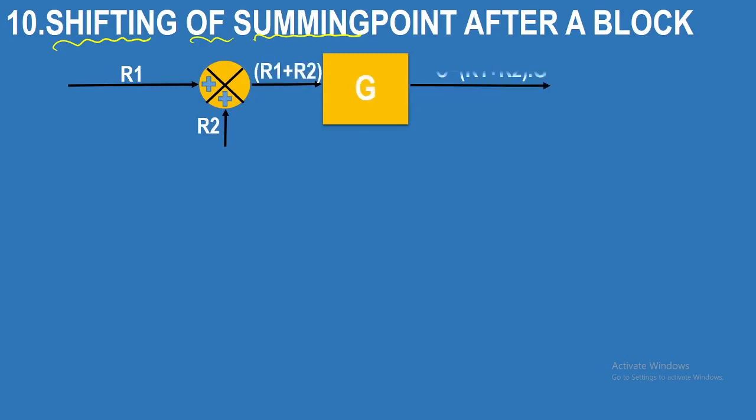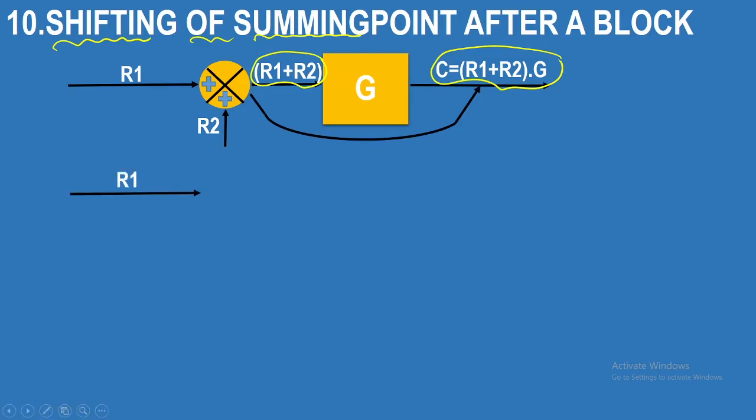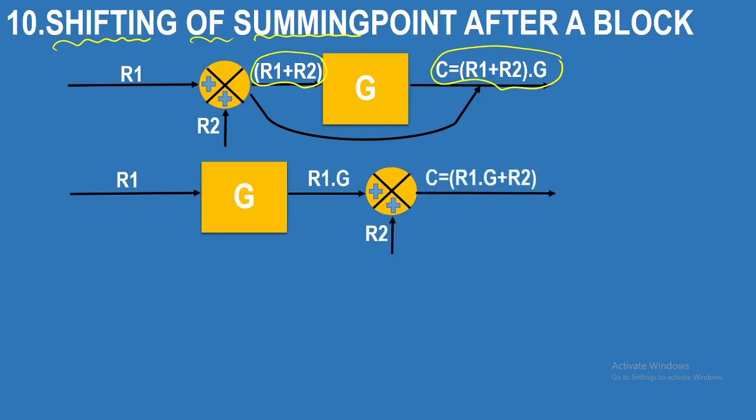What will happen? See, the summing point output will be R1 plus R2, then the final output will be (R1 plus R2) into G. Now we are shifting this summing point to here. After shifting, see the diagram here. What changes will happen? This summing point will be shifted here. R1 into G is the input here and R2 is the input here. Then the final output will be R1 into G plus R2, but you should have G also with R2, that is missing here. That is the change to be made.